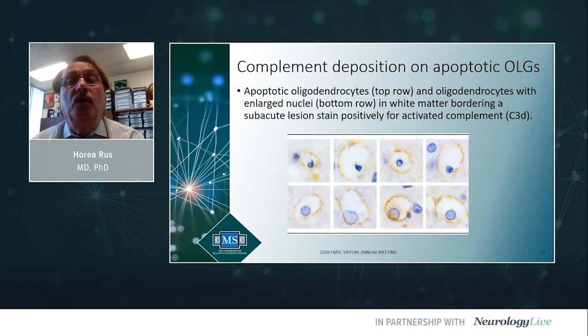On the top row on the slide, it's brownish deposits on the surface of oligodendrocytes, and the nuclei clearly suggest that these oligodendrocytes are apoptotic. And it's important to mention that this fried egg aspect of the oligodendrocytes is an artifact generated by their fixation in formalin.